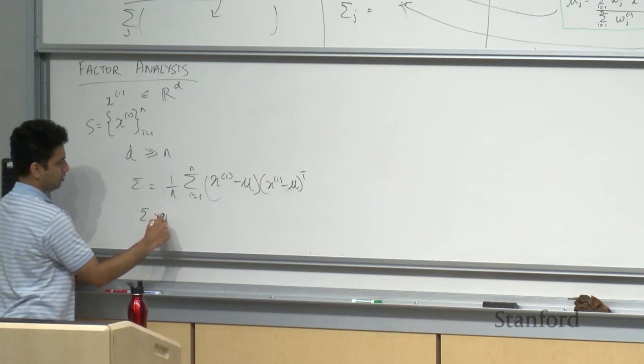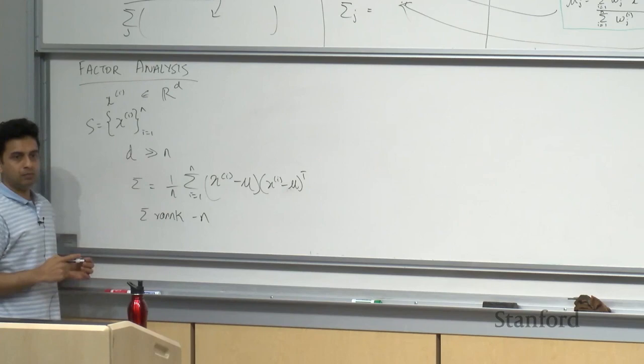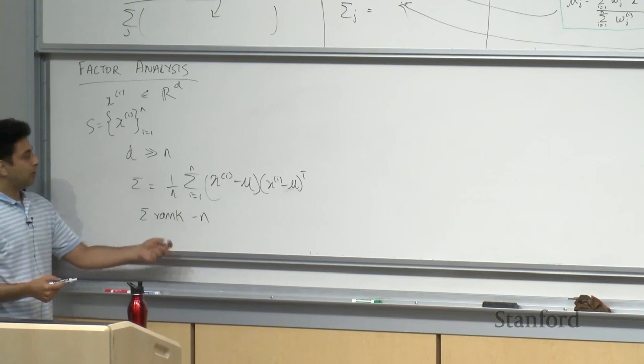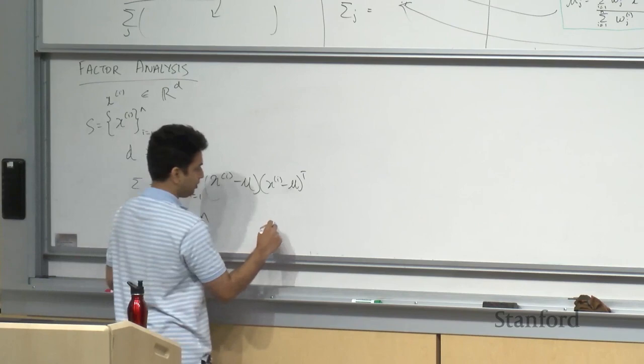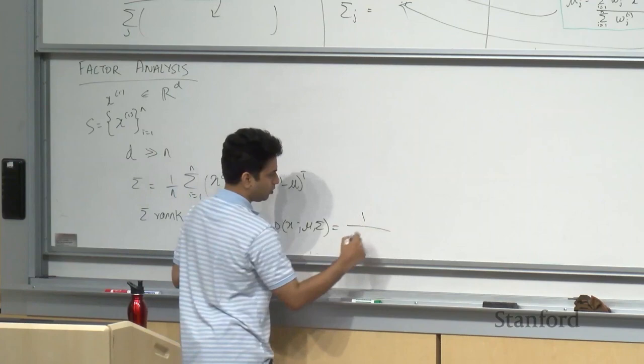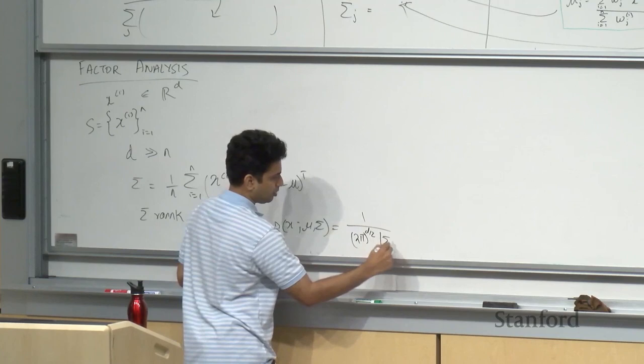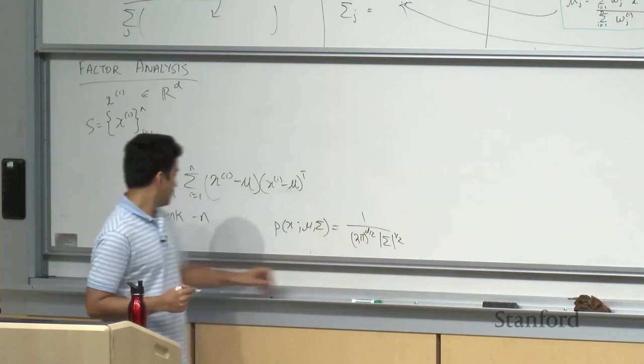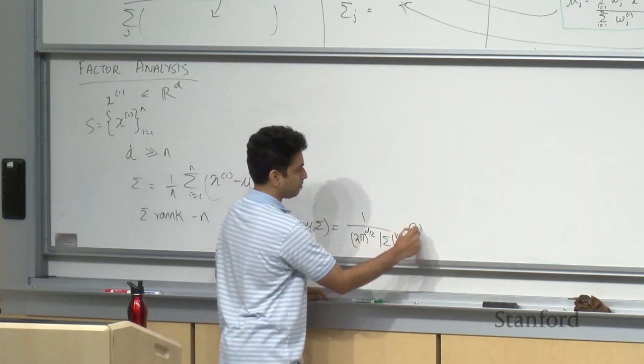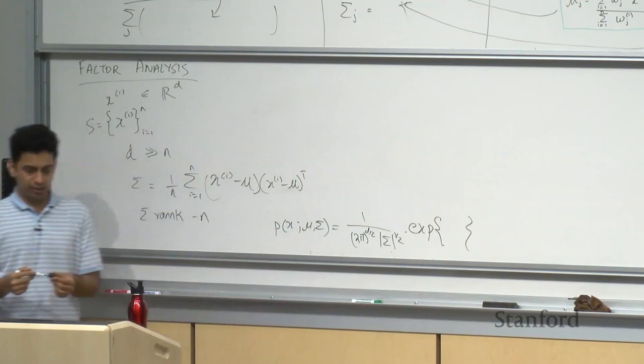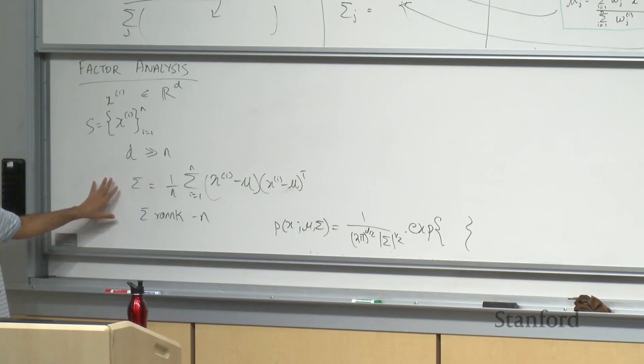rank n, but n is much smaller than d, right? Sigma is a d by d matrix, but it's only rank n. And now if you want to use this covariance matrix to calculate your Gaussian PDF, P of x given mu, sigma, which is 1 over 2 pi to the d by 2, the determinant over here will be 0 because it's not full rank. Because you get a 0 in the denominator, you can't even evaluate the PDF. And the question is now, what do we do in such scenarios?